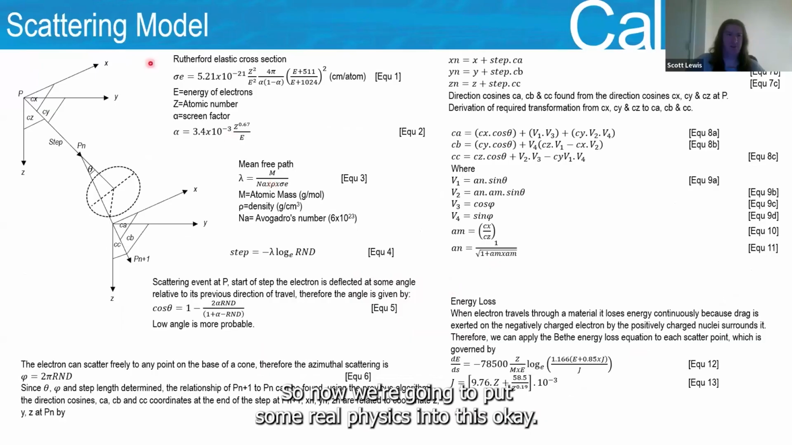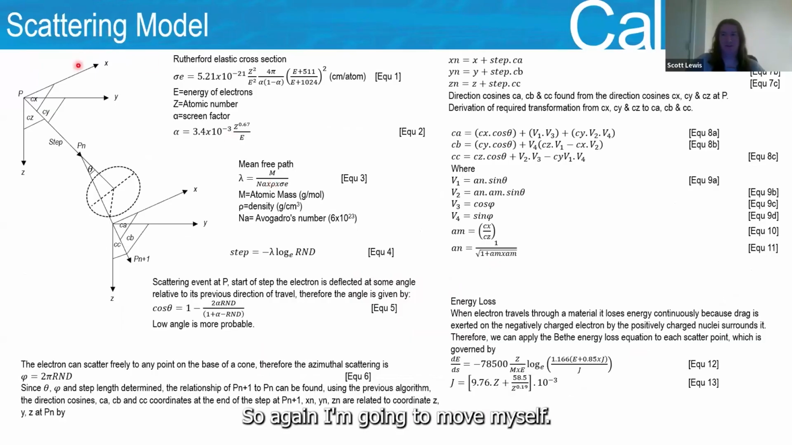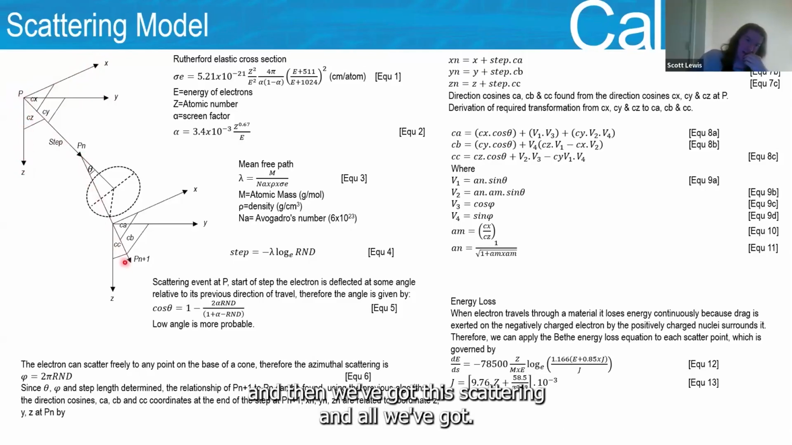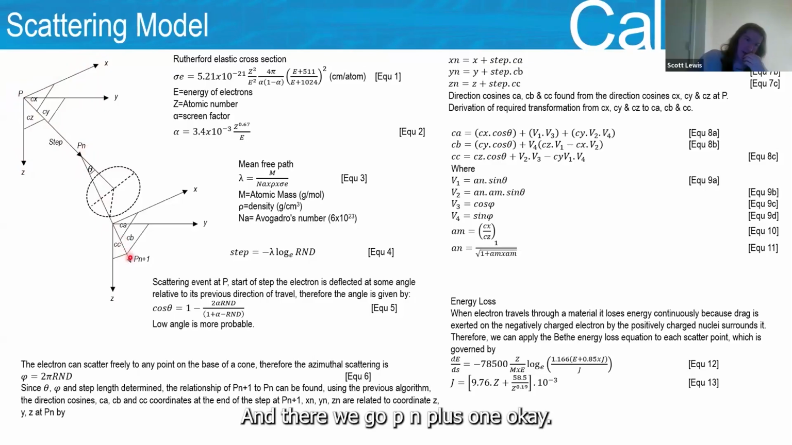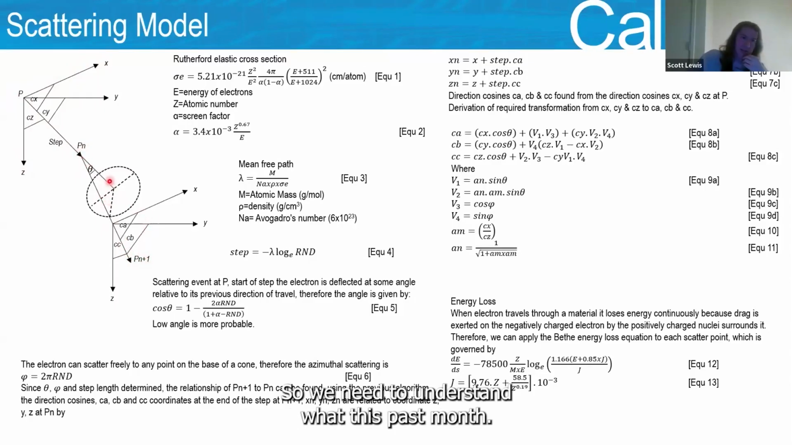Okay, so now we're going to put some real physics into this. Again, I'm going to move myself. So this is the starting place, the starting point. We've got X, Y, and Z. I said I would introduce this. And then we've got this scattering angle. We've got Pn, and then we've got Pn plus 1. So we need to understand what this azimuthal and this scattering angle is, and the step length.